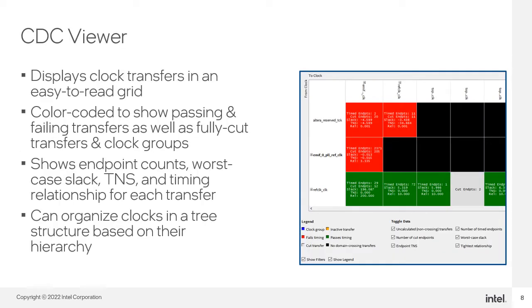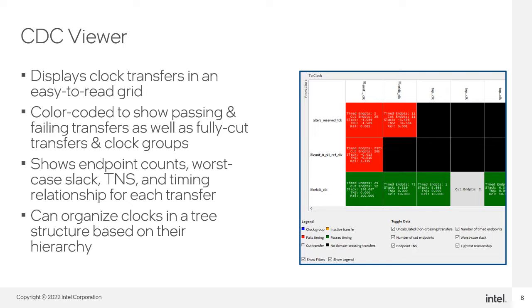The CDC Viewer is a reporting tool found in Timing Analyzer that allows you to quickly view, in an easy-to-read grid, the relationship between the clocks in your design. The boxes in the grid are color-coded so as to easily recognize passing, failing, unrelated, and cut paths.